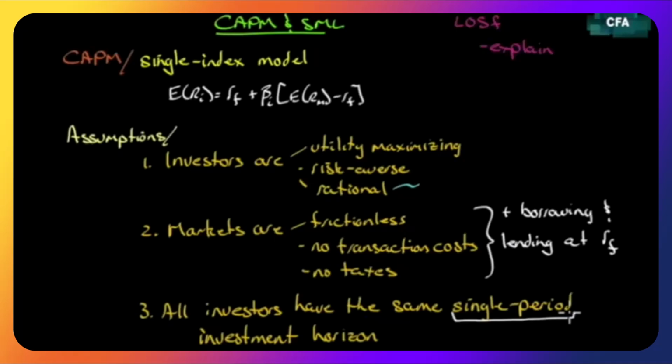And the other troubling part of this is that all investors have the same single period investment horizon. That may not be true. So CAPM is a single period investment horizon, which is why we limit it to investors also having the same single period investment horizon. Number four, investors have homogeneous expectations.